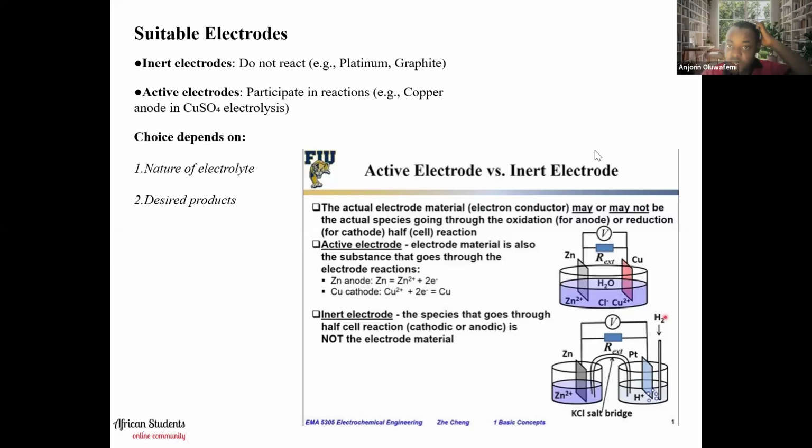So we said that with the active versus inert electrode, the actual electrode material, the electron conductor, may or may not be the actual species going through the oxidation for the anode or reduction for the cathode half cell reaction.